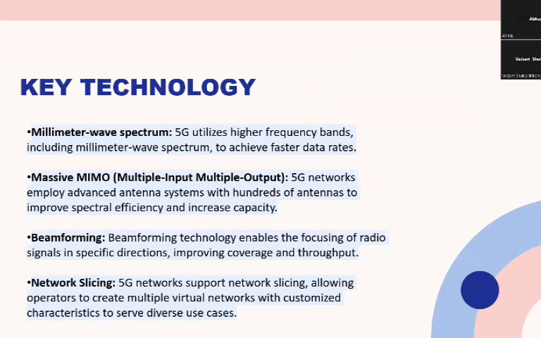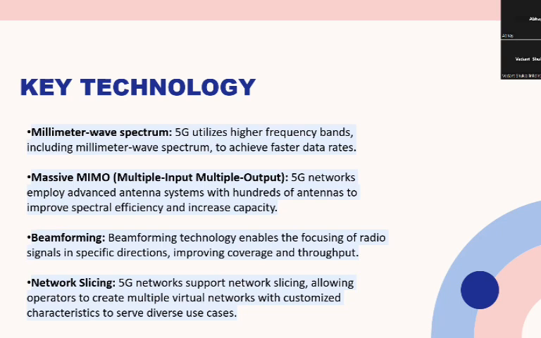And the key technologies that enabled us to use 5G were, first, the millimeter wave spectrum. Millimeter wave spectrum means we are using very high frequency waves to transmit the data. That is why we are able to use high speed data. So 5G utilizes higher frequency bands, including millimeter wave spectrum, to achieve faster data rates. The next one is massive MIMO, that is multiple input, multiple output. 5G networks employ advanced antenna systems with hundreds of antennas to improve spectral efficiency and increase capacity.